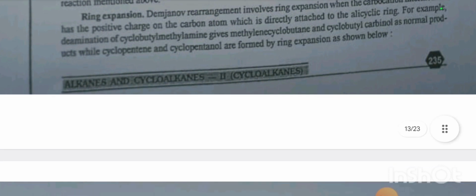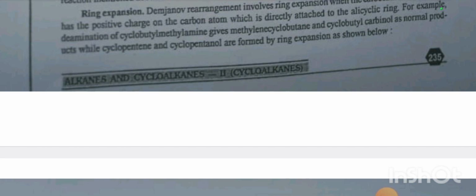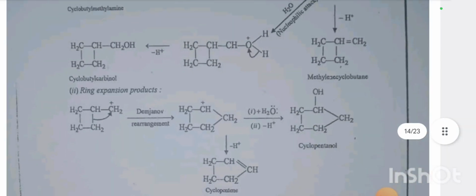For example, deamination of cyclobutylmethylamine gives methylenecyclobutane and cyclobutylcarbinol as normal products, while cyclopentene and cyclopentanol are formed by ring expansion as shown below. Cyclobutane, carbinol, methylcyclobutane, cyclopentene, cyclopentanol.